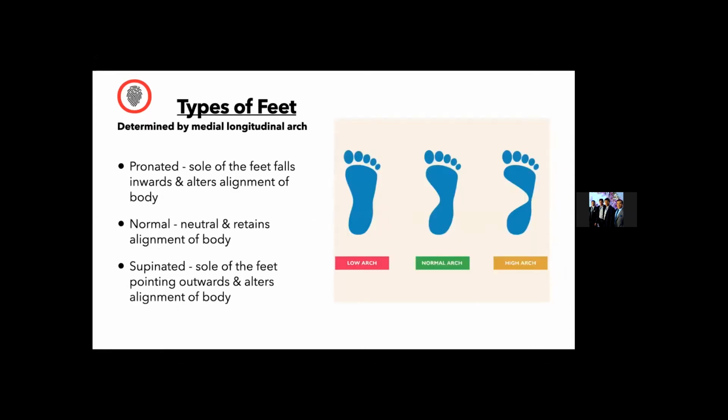The three types of feet, again, we covered this last time, so I'm going to go through it very briskly. There is the pronated foot, which is the low arch or no arch. Then there's the normal neutral foot, which has just the right amount of arch. And then there is the high arch, which is the supinated foot.